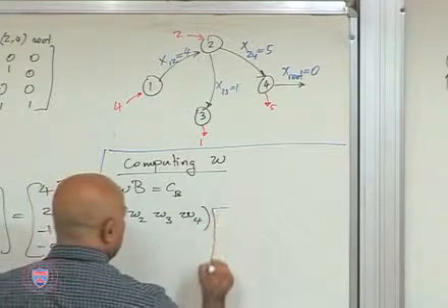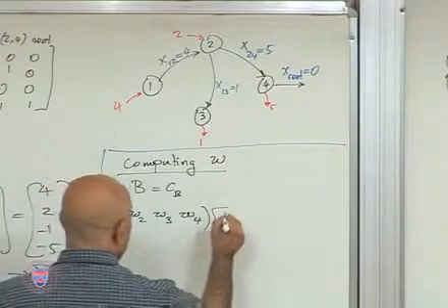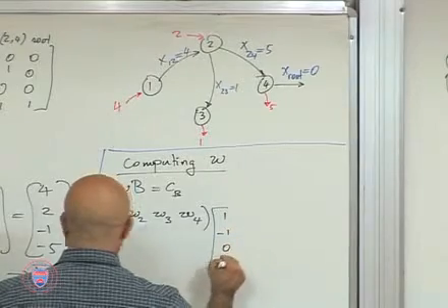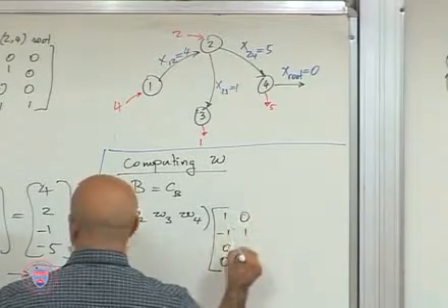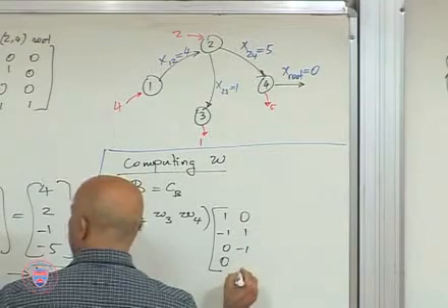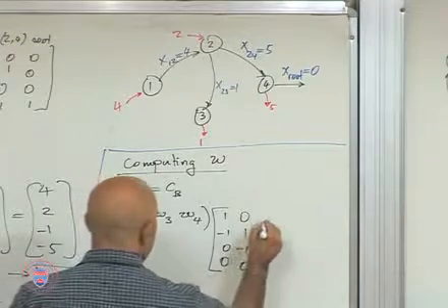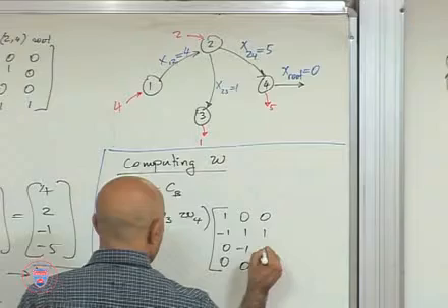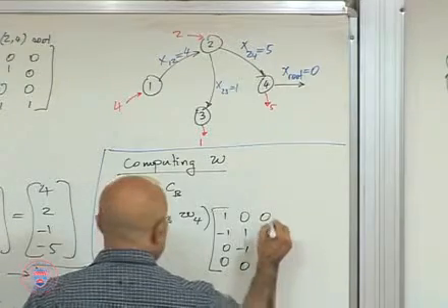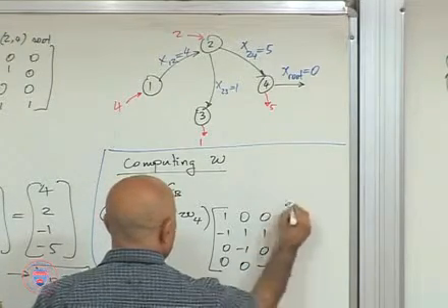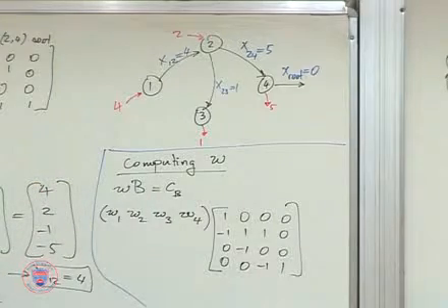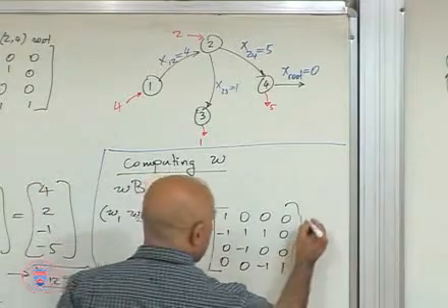Times the B matrix, which in our case is 1, minus 1, 0, 0, 0, 1, minus 1, 0. The next one is 0, 1, 0, minus 1, and 0, 0, 0, 1. That's your WB equals CB.